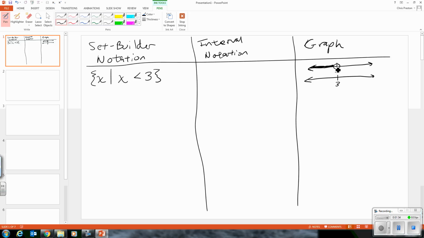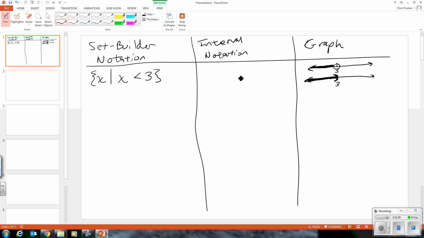So 3 does not satisfy that expression, but all these other numbers do. 2.9, 0, negative a million, everything that way. So that's one type of way you can draw it on the number line. The other way is to use a parenthesis, and that would indicate that 3 is a boundary but not part of the set itself, and then you would shade that way. So the parenthesis is the same as the open circle. It's just another way of doing that notation.